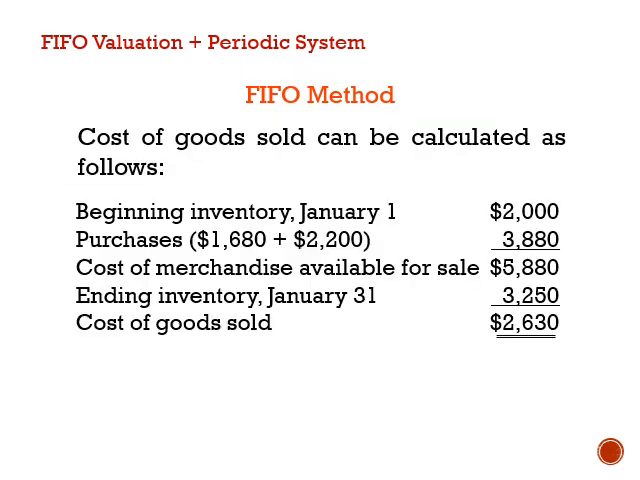The cost of goods sold will be determined using the formula. Opening balance of $2,000 plus total purchase of $3,880, minus from that the closing balance of $3,250, giving us the cost of goods sold for the period of $2,630.